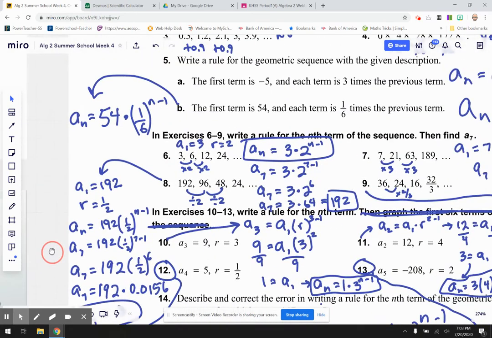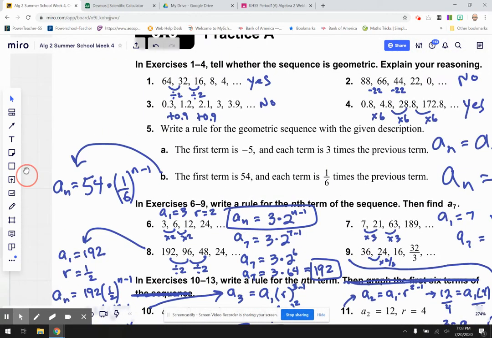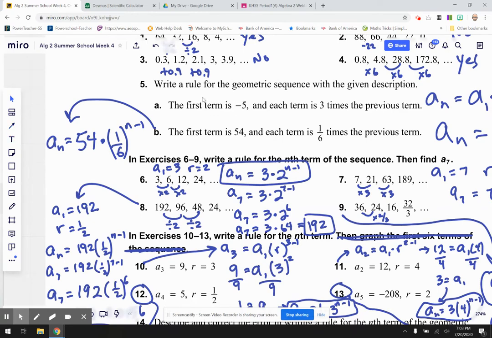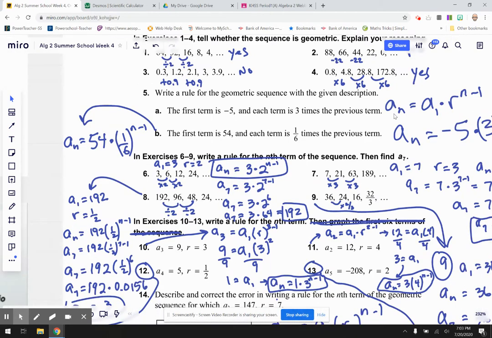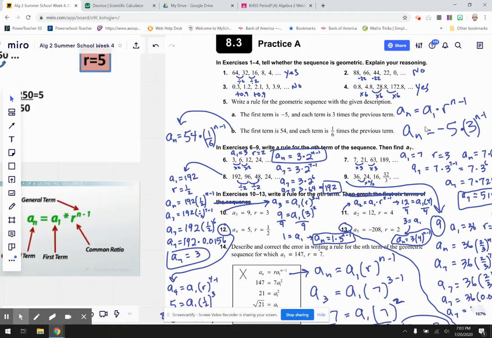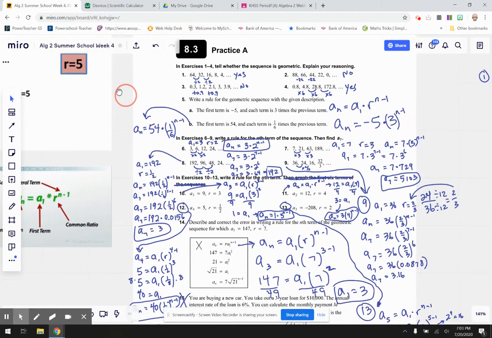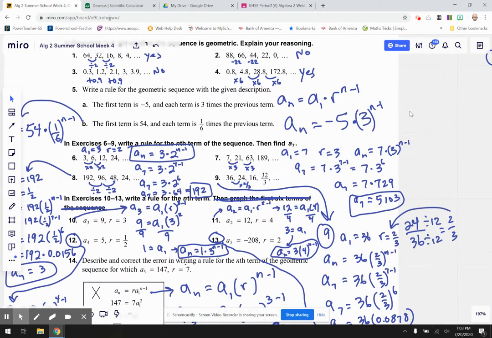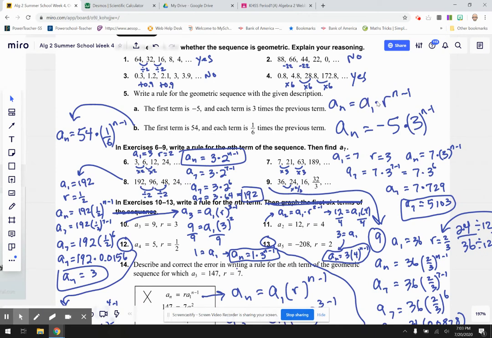I'd write it down a few times. Okay, so we get to number 5. It says write a rule. Okay, so writing a rule means we need this formula that we just learned. Okay, so write the rule for a sub n. So a sub n equals a1 times r to the n minus 1. So I'm going to take out the a1 and put in -5.